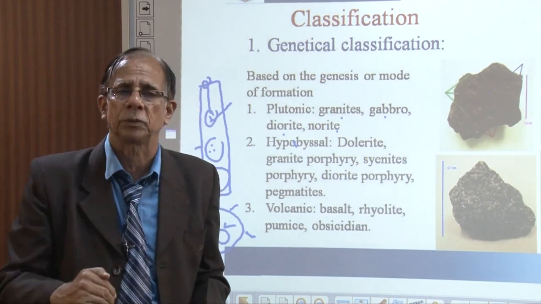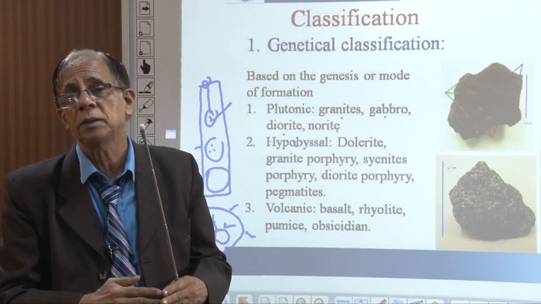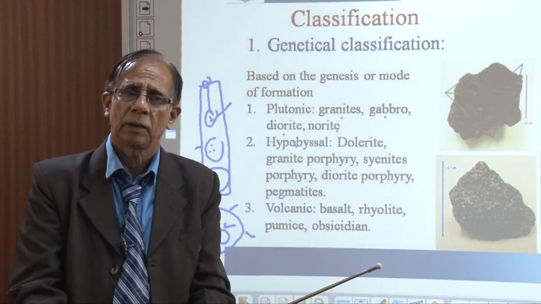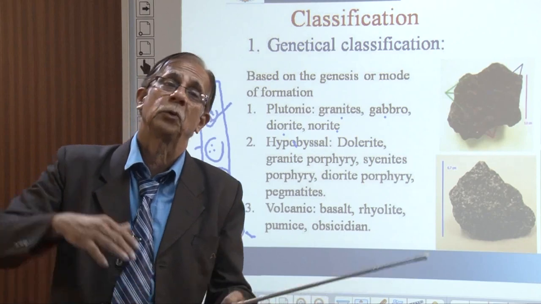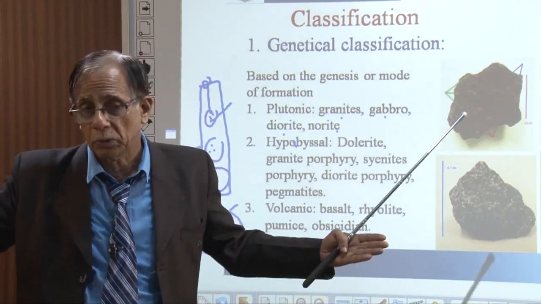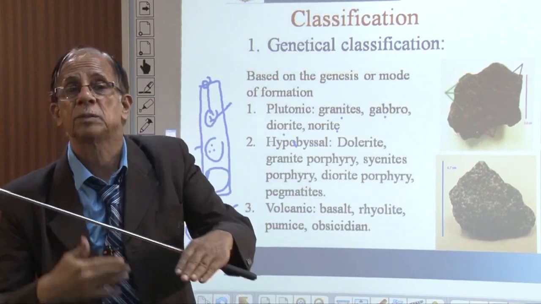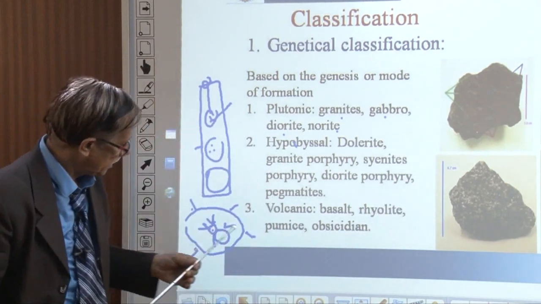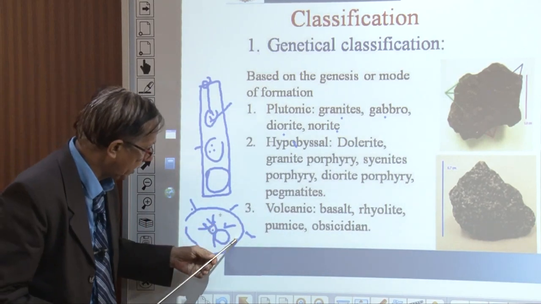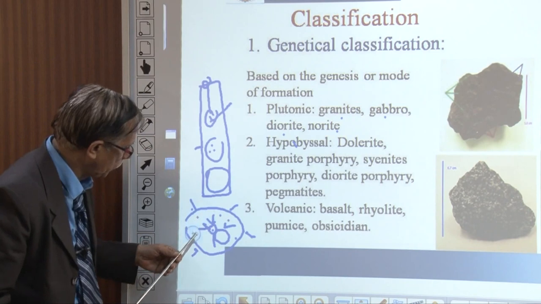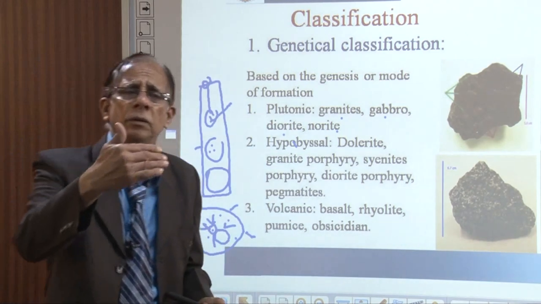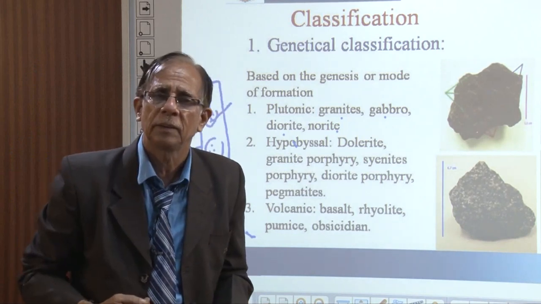Space problem is also there. At the same time, the condition is conducive for growth. What is in between? Neither can they grow to a very large size, because of low cooling, because of pressure, there is a space constraint. At the same time, several other minerals are also growing simultaneously. There is a competition for a given element.